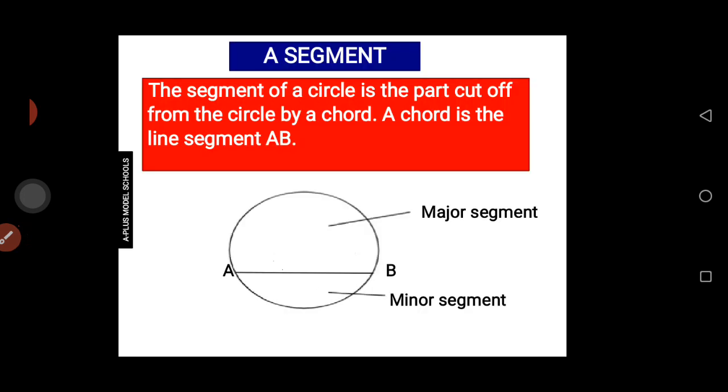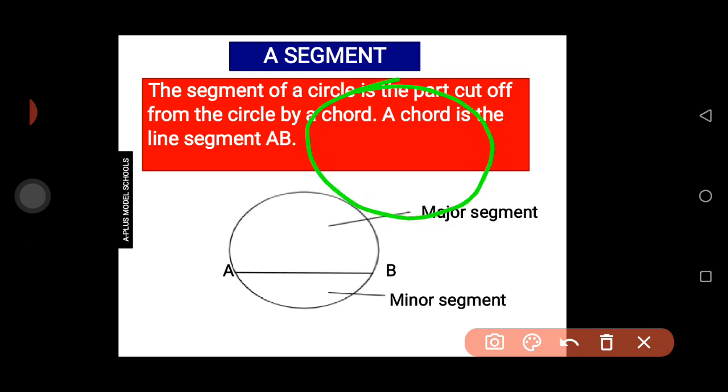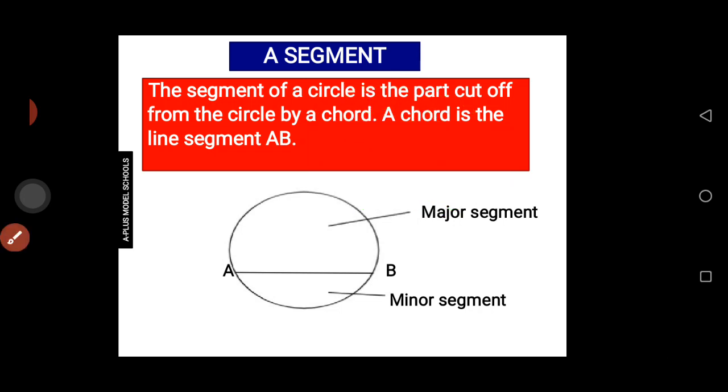Then what do we call a segment? A segment of a circle is the part cut off from the circle. If I have a line from one point on the circumference of the circle to another point on the circumference, this particular region is known as a segment. The larger space is called the major segment. So we have the major segment and we have the minor segment.